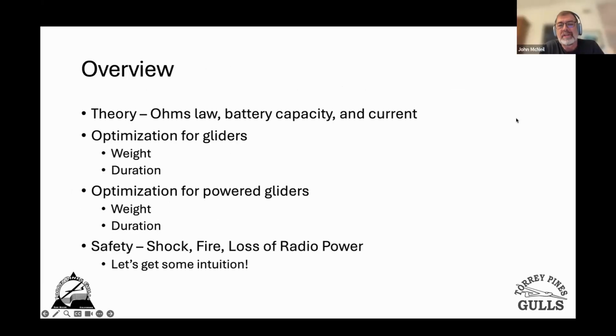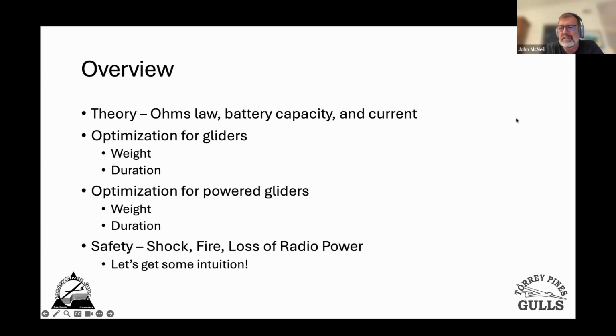What are we going to do? We're going to do theory, as Gary promised. Then we're going to talk about optimization for gliders and then for powered gliders. I am not going to go into motor selection, battery selection, everything else. That's a whole other kettle, right?